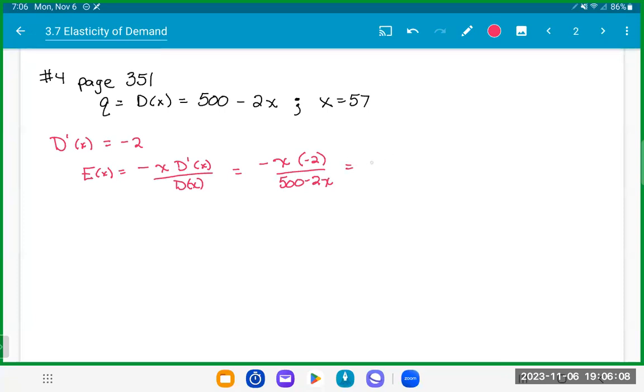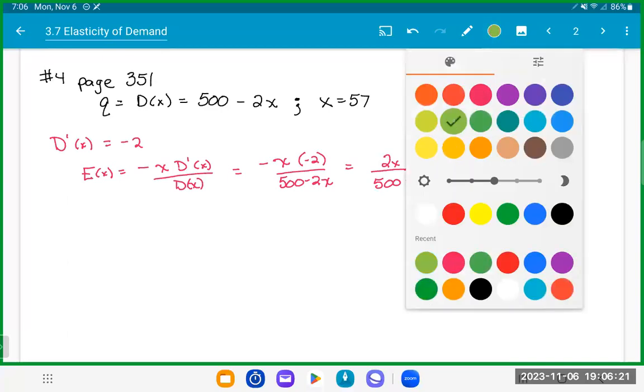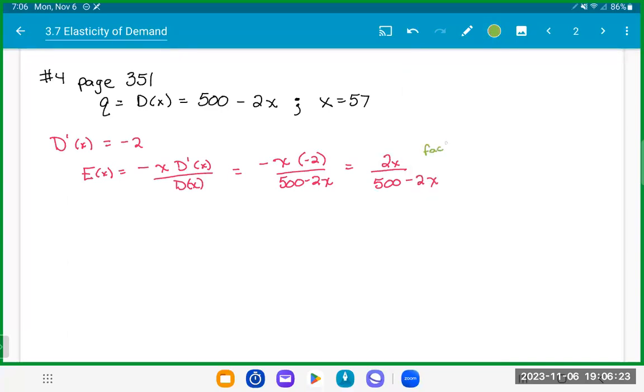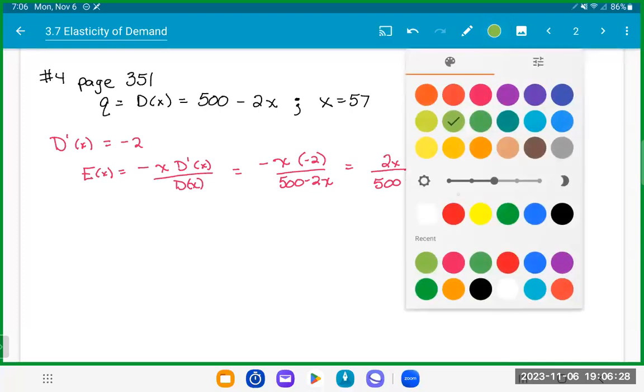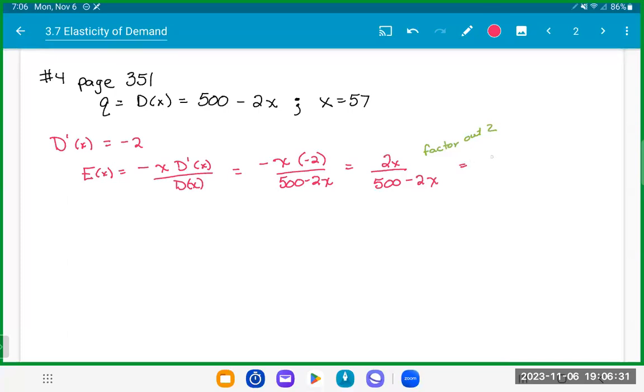So -x times -2 is positive 2x divided by 500 minus 2x. You can see we have a 2 in every single one of these terms. So we're going to just factor out a 2 from every term. When we do that, that leaves me with x over 250 minus x. So that is going to be my elasticity function. Okay? Any questions? So that's part A.